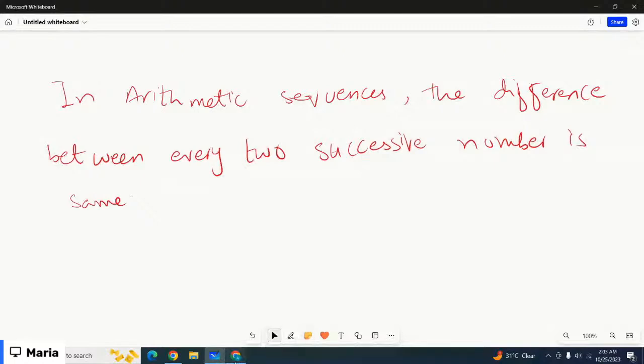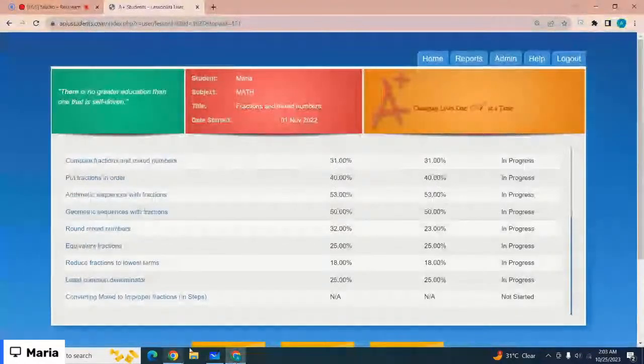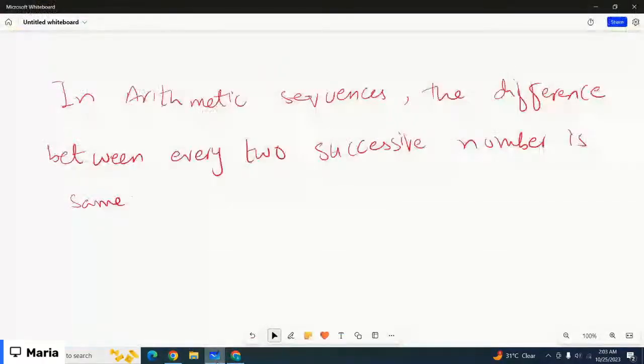So here we are on the lesson, arithmetic sequences with fractions, right? So basically, the sequences here are with fractions. Let's just start with an example. They look like this. For example, 6 by 11, 5 by 11, 4 by 11, and 3 by 11. You have to see which is the next term in the sequence.